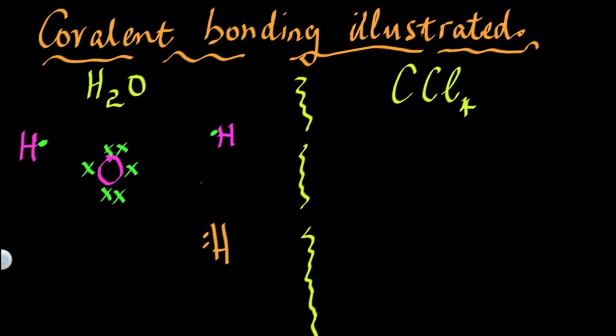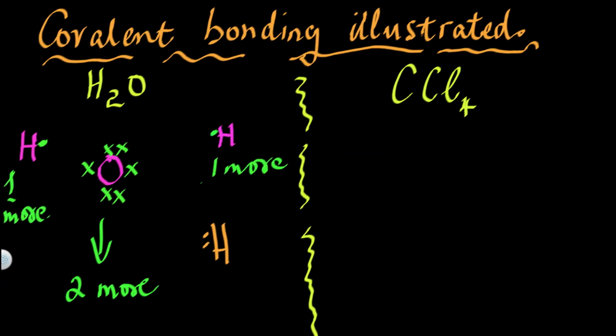Then if we look at oxygen, it has got 6 valence electrons. The closest noble gas to oxygen is neon, which has got 8 valence electrons. So oxygen needs 2 more electrons. Hydrogen needs 1 more. Now, what do they do to achieve this?